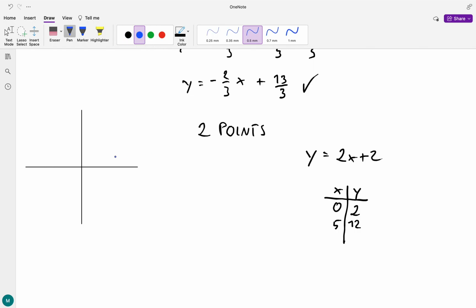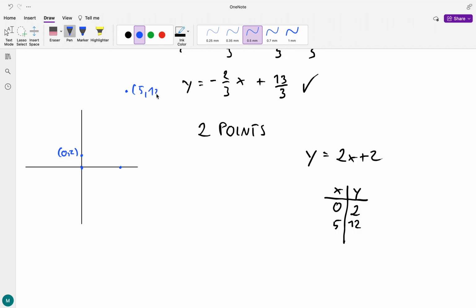So let's locate them in the coordinate system. First, x value is 0. Then our y value is 2. And when our x value is 5, our y value is going to be 12. So since I'm just sketching, I'm not going to label specific values. It might be a little bit off scale. So let me just label these points. This point is 0, 2. And this point is 5, 12. Well, not this point exactly, but this point right here.